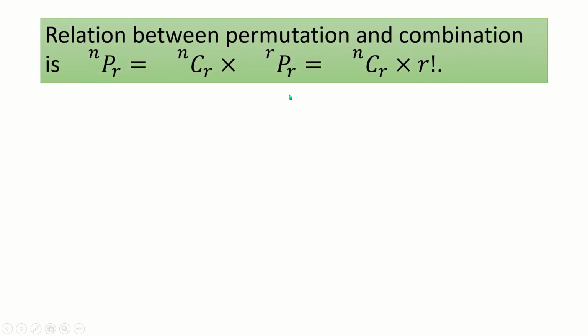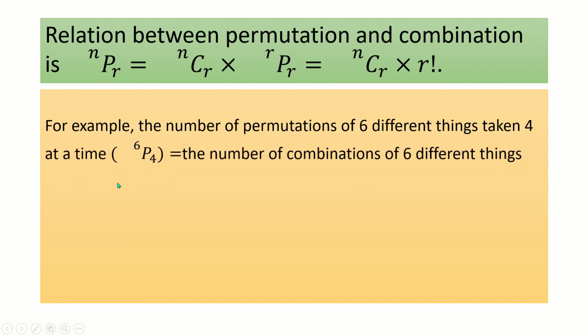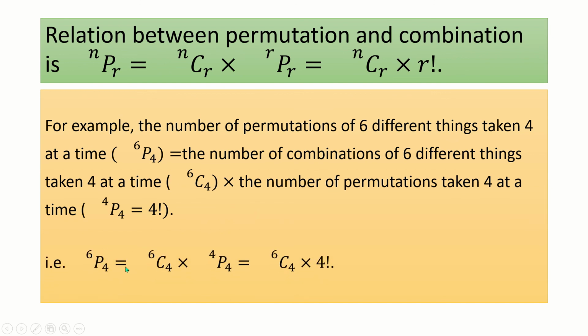The relation between permutation and combination is nPr equal to nCr into r factorial. For example, the number of permutations of 6 different things taken 4 at a time is 6P4. This equals the number of combinations of 6 different things taken 4 at a time, 6C4, into the number of permutations taken 4 at a time, 4P4, that is equal to 4 factorial. That means 6P4 equals 6C4 into 4P4, that means 6C4 into 4 factorial. Clear?